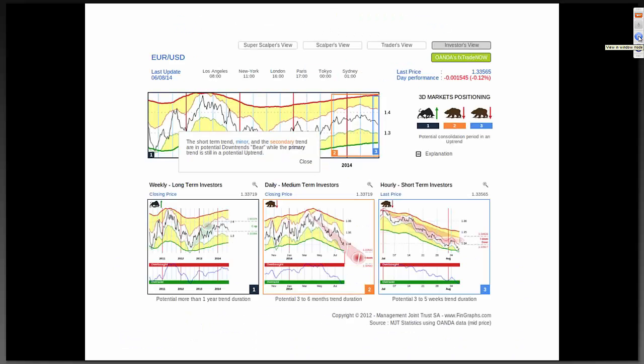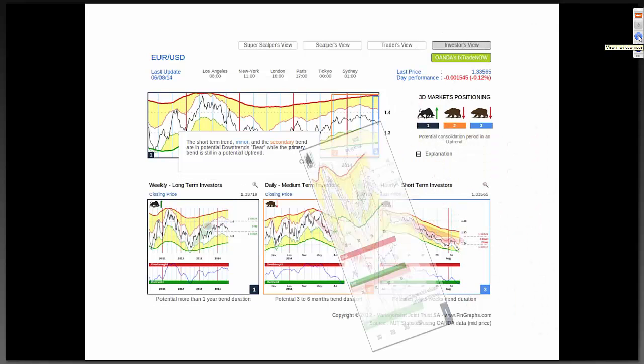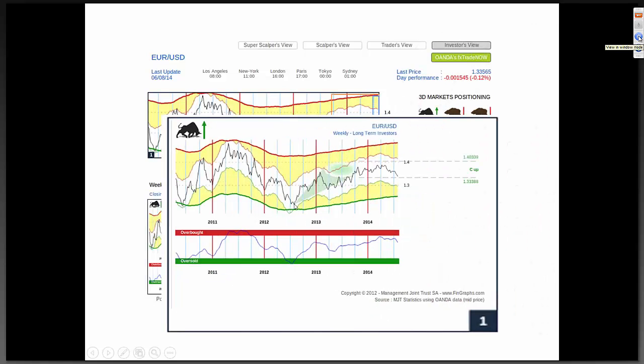So let's look at it with the examples, the same examples as before. So this is again the euro-US dollar on an investor's view. So the weekly chart, we can see that the move, which started in mid-2012, is in a potential uptrend, but at the moment it's only a correction up.